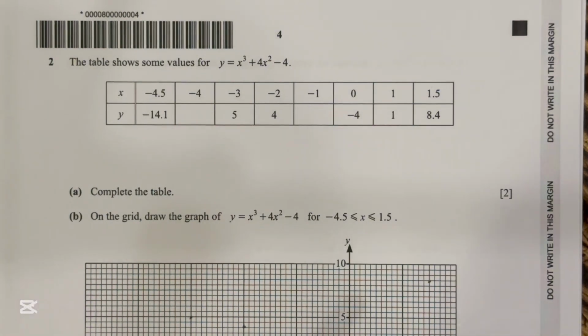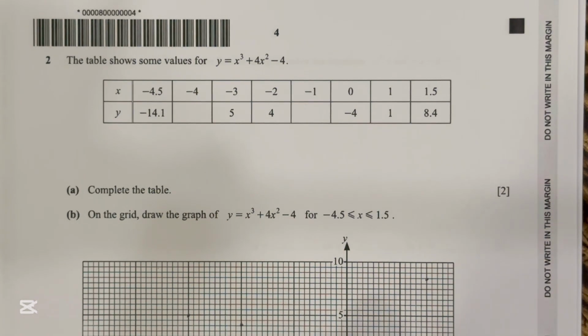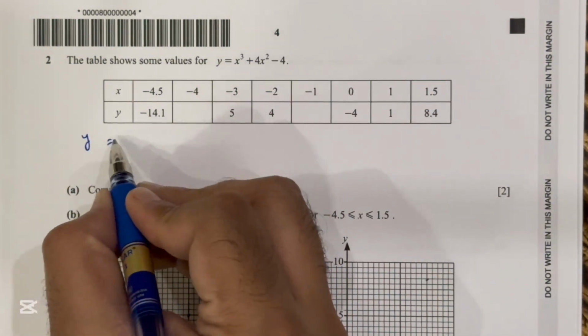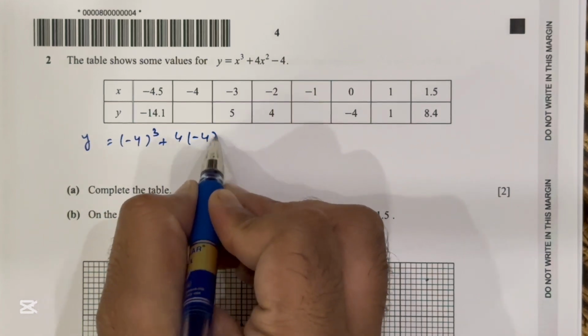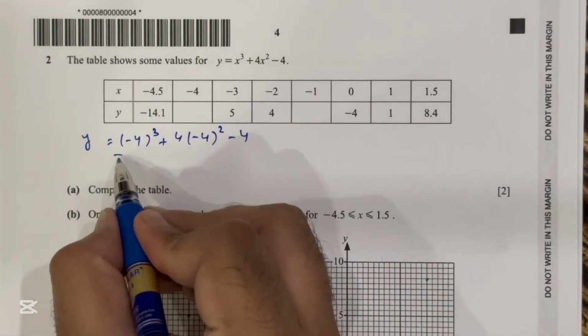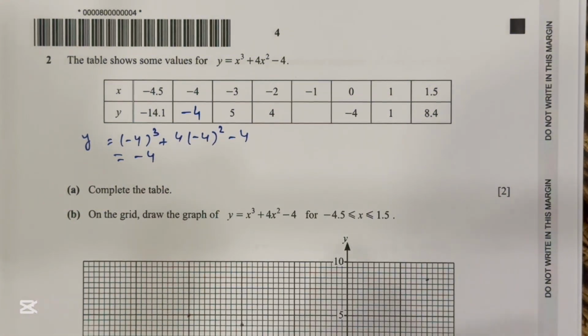The table shows some values for y equals x cubed plus 4x squared minus 4, for x from minus 4.5 onward. Complete the table. For the first part, we need to substitute the value of minus 4 for x. It would be minus 4 cubed plus 4 times minus 4 squared, then minus 4. You get the answer minus 4, so write minus 4 in your answer space.